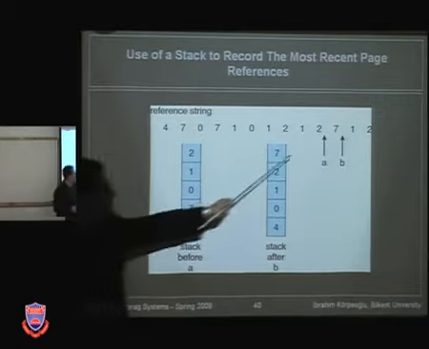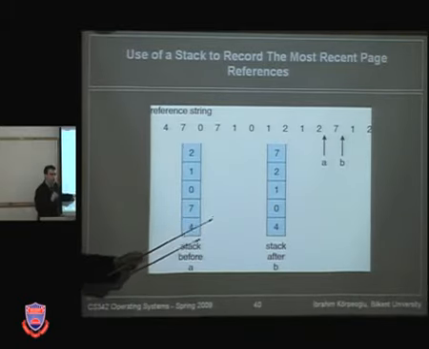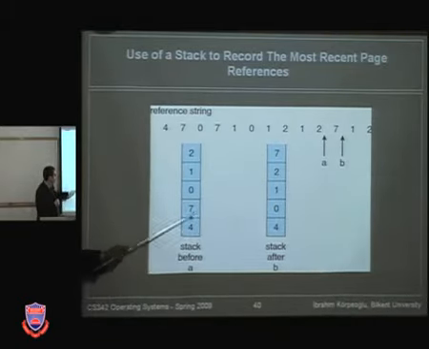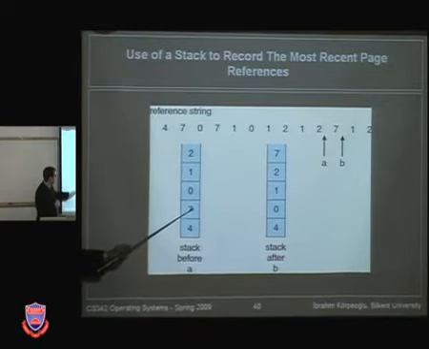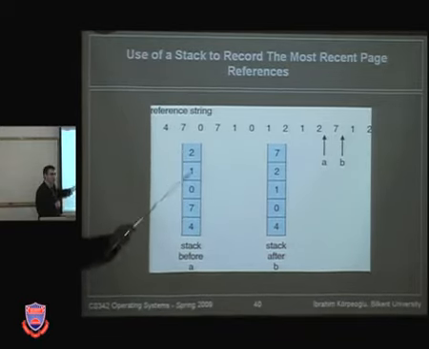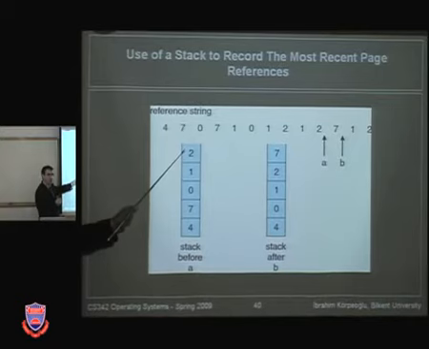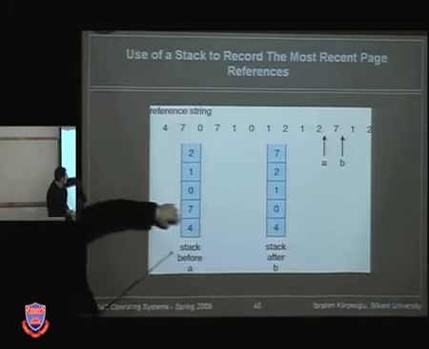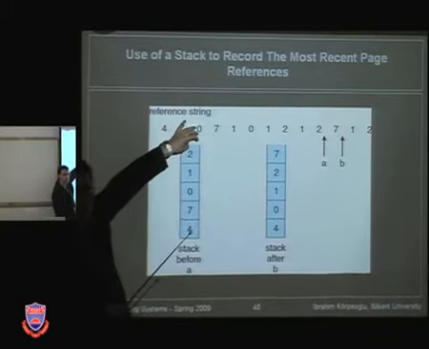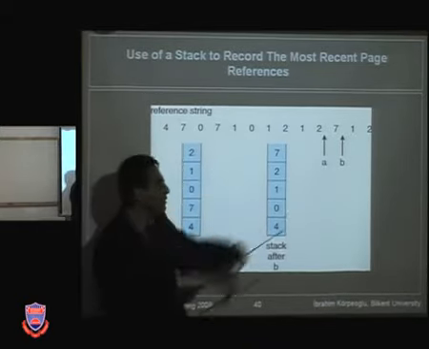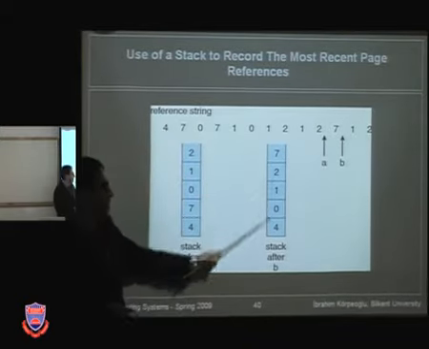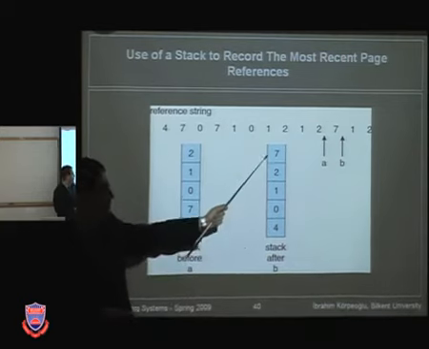So when you reference page 7, then you immediately search for 7 here, take 7 from here and put it into the top of the stack, okay? So after 7 is referenced, this will be the state of the stack. So 7 becomes the top.